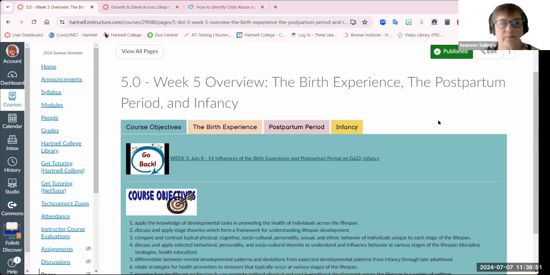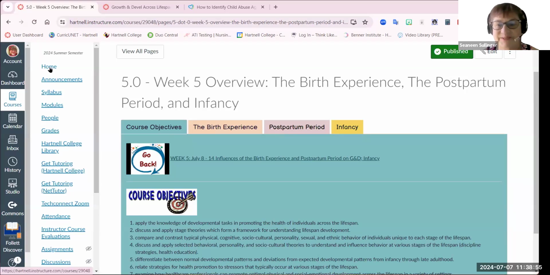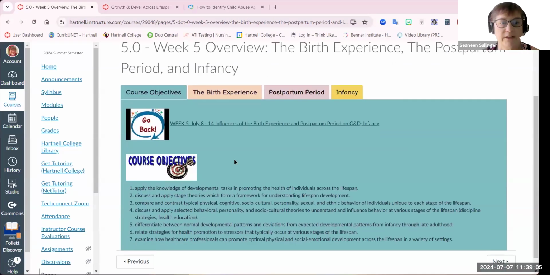So, you click on, actually, it will be your home page. After I get the video posted, then I will make it the home. This will be your home page, your landing page. And this link will take you back to the module. And then these are the course objectives from the syllabus for the week. And this week, we're going to be talking about birth, the postpartum period, as well as infancy.